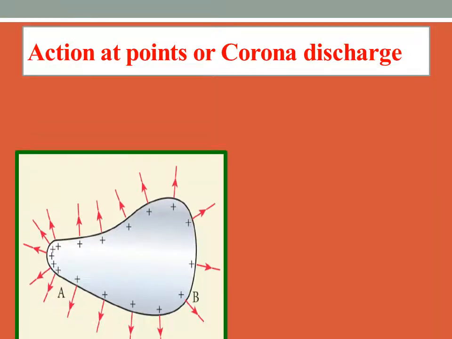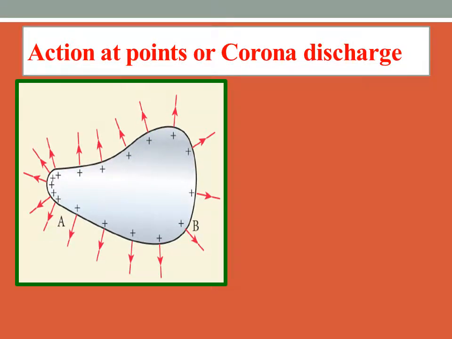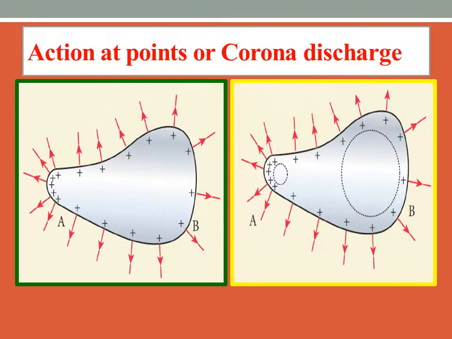Suppose you have an irregular conductor. The previous one was a spherical conductor. Suppose you have an irregular conductor as such. Now, how will the charges be distributed? As you see, at the pointed end, the distribution of charges is more when compared to the broader end.